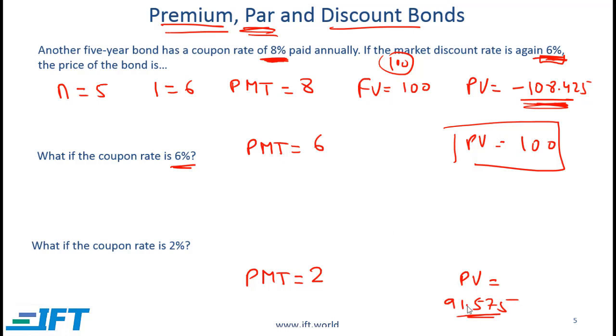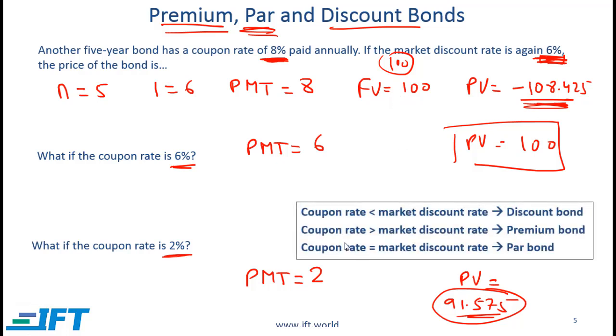When the bond is selling at a price which is below par value, then we say we have a discount bond. The reason is that investors require a return of 6%, but the bond is only paying a coupon of 2%. So to get the higher return, investors pay an amount which is less than the par value of 100.